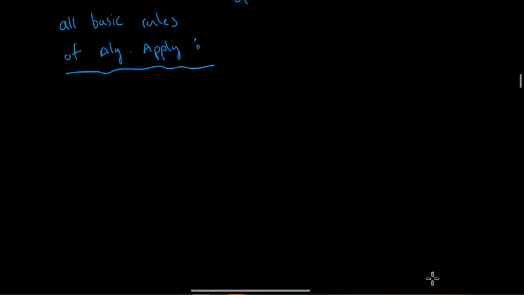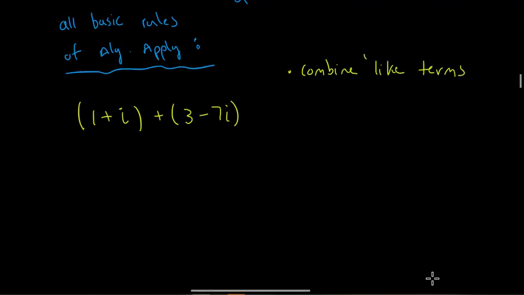So first thing, if you have maybe 1 plus i plus 3 minus 7i. Essentially, when you're adding and subtracting, you're just combining like terms. The like terms are the things that have the same sort of concept going on. So when I do this, this is really just going to be 1 plus 3 plus i minus 7i. You get what I'm saying?